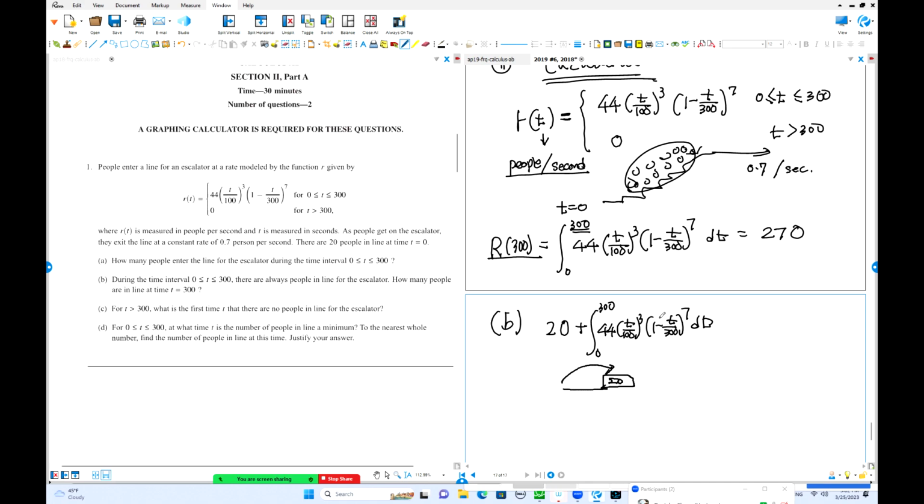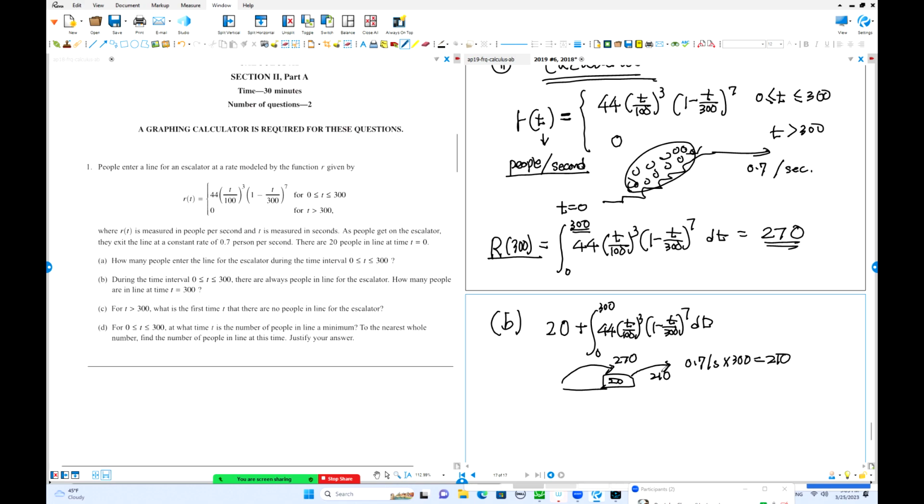Coming in over here, this one, how much? 270, right? But every time is 300 seconds, right? 0.7 is out. 0.7 per second is out. 300 times 0.7 is how much? 210 people going out. Are you okay with this? Yeah. This one is a little hard, but you can figure it out, okay?